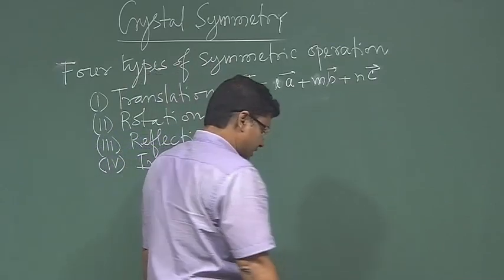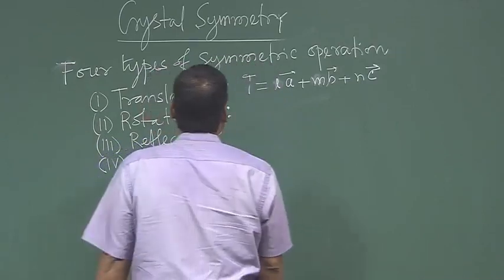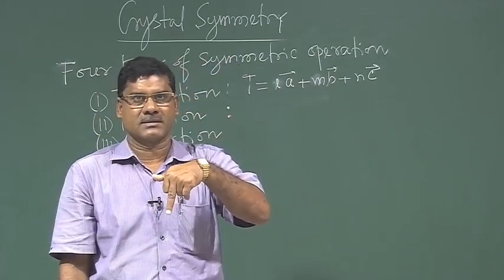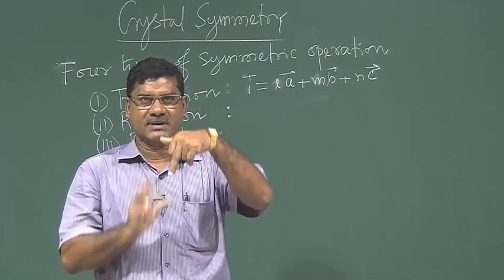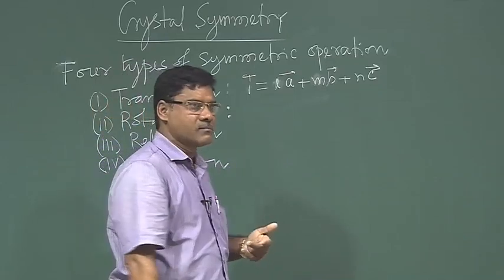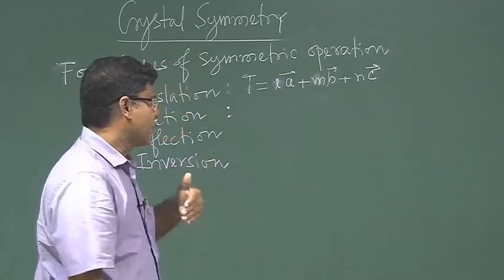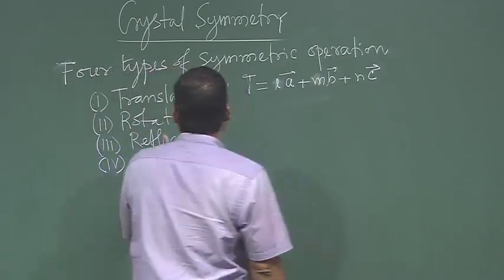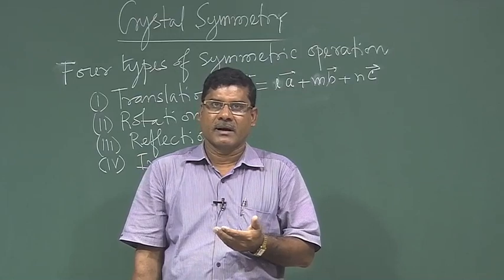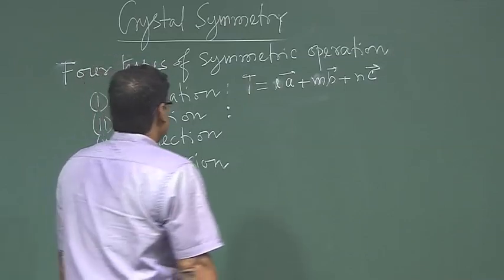Rotation basically: in a crystal, if you choose an axis, and with respect to that axis the crystal is rotated, and after rotation you get the same configuration, the invariant position, then we say that this crystal has rotational symmetry, and that axis will be called the axis of rotation.